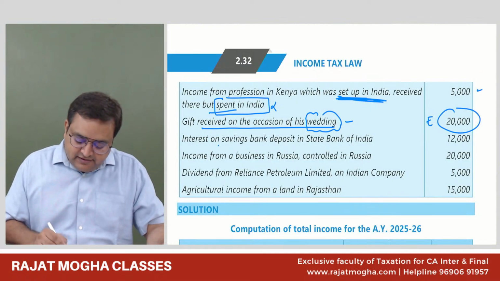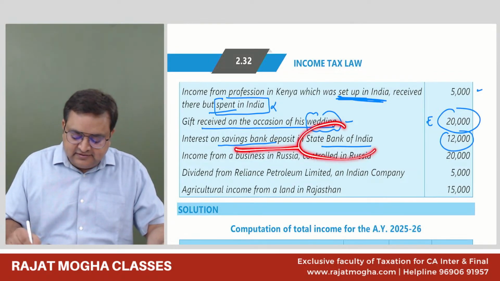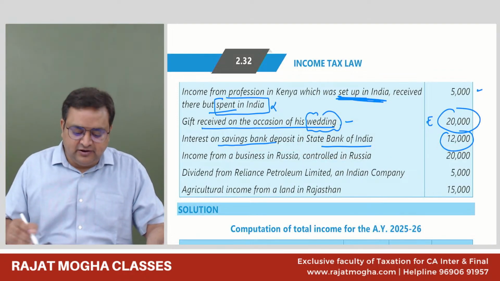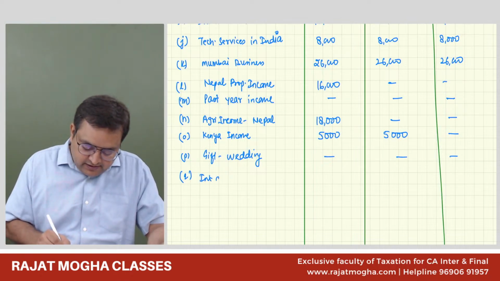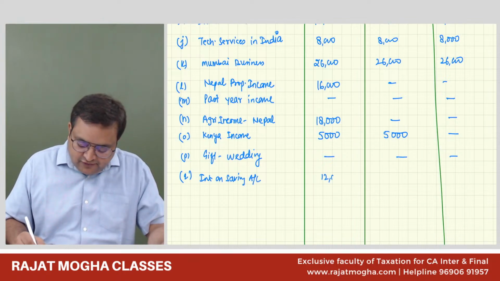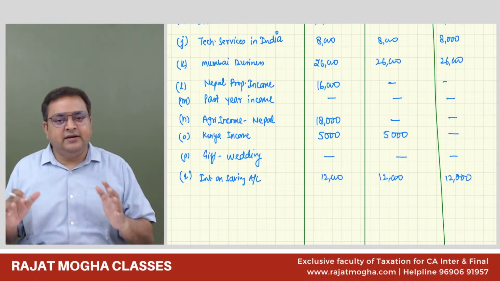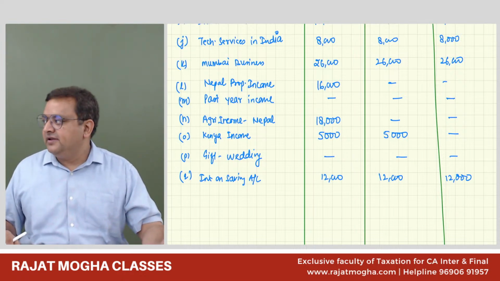Interest on saving bank deposit in State Bank of India, 12,000 rupees. Please tell me, where is this income arising? Because this bank is situated in India, this is arising in India. Interest on saving account, 12,000, is taxable for everybody, because this is an Indian income arising in India. Received anywhere does not matter. You have a bank account in India, so this is an Indian income.